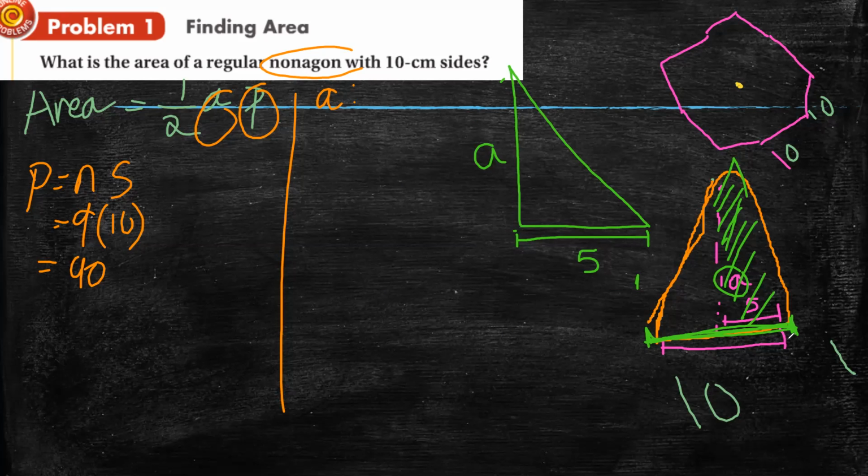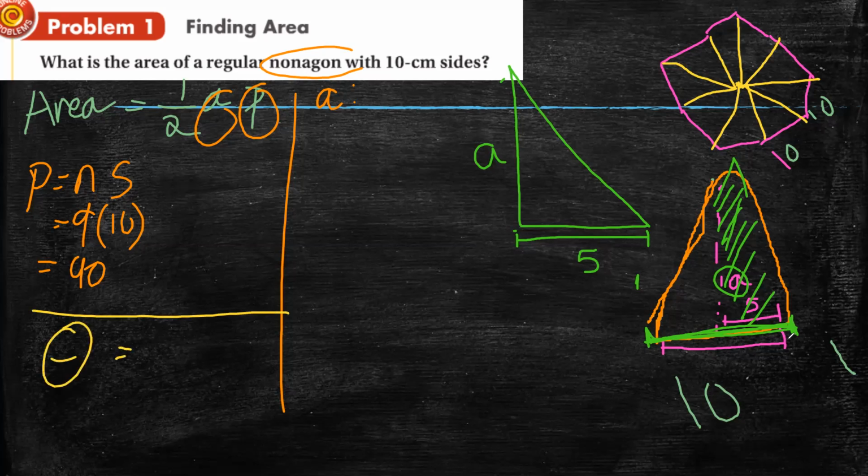Let's find now the central angle. To find the central angle, what will you do? 360 divided by 9. We will divide 360 by 9. Why 9? Because of the number of sides; it's a nonagon with 9 sides. Then it will be 40. So the angle in the center between 2 radii is 40.